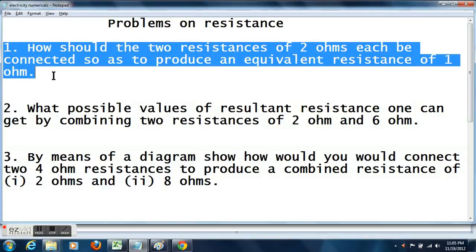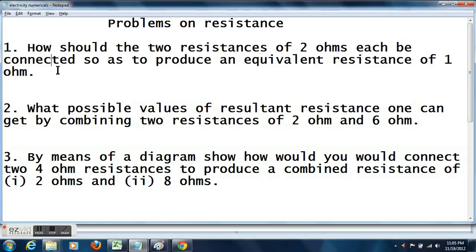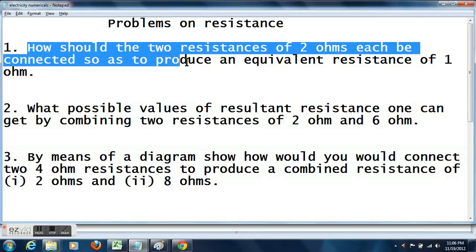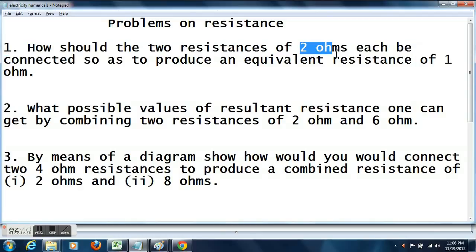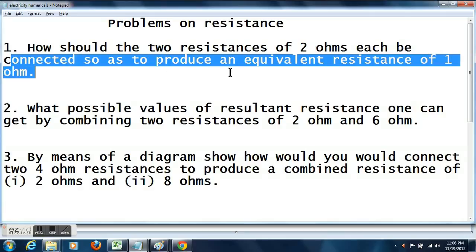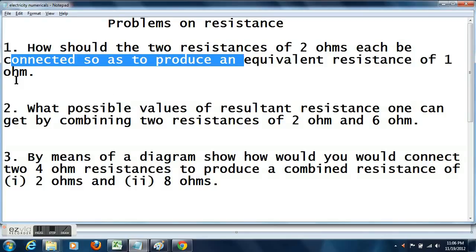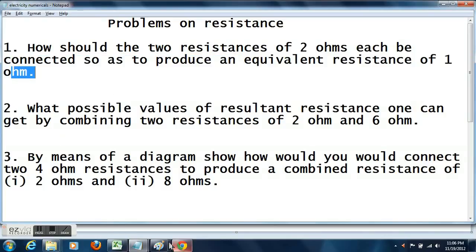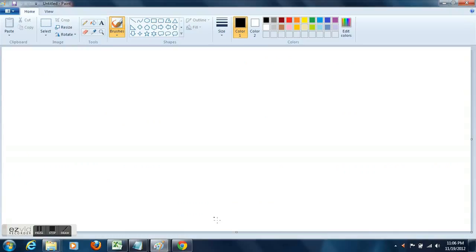So let me read the problem again. Here we are connecting two resistances. Each resistance is 2 ohms. The question is, how could you connect these 2 ohm resistances so that the net equivalent resistance or resultant resistance will be 1 ohm.